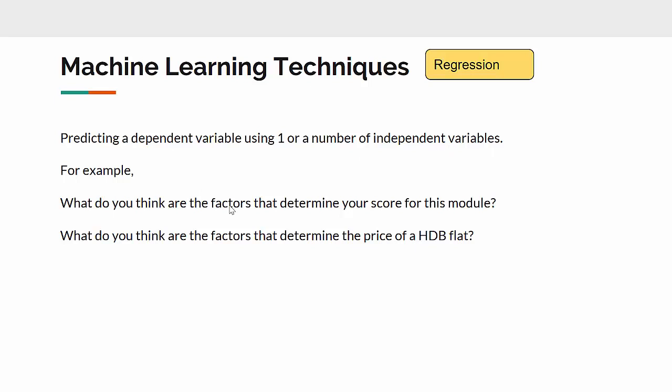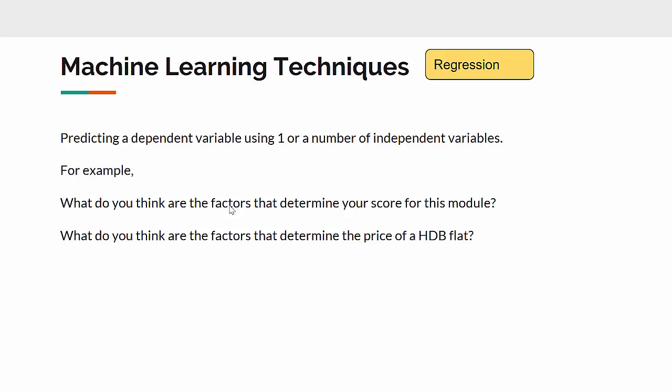Manage to identify any? The ones I could think of were things such as the amount of time that you spend studying, or the amount of games that you played, or the amount of time spent on social media. All of these would have a bearing on your final score for this module.